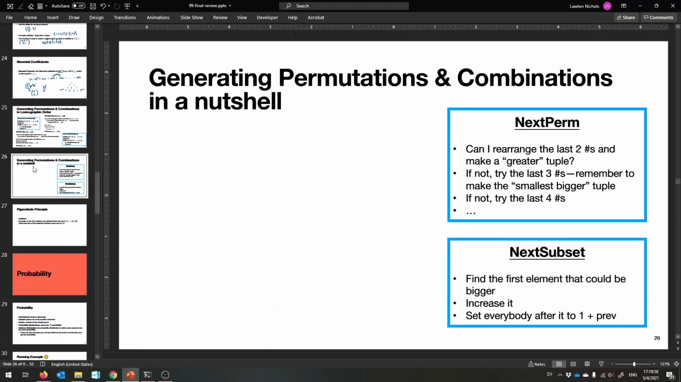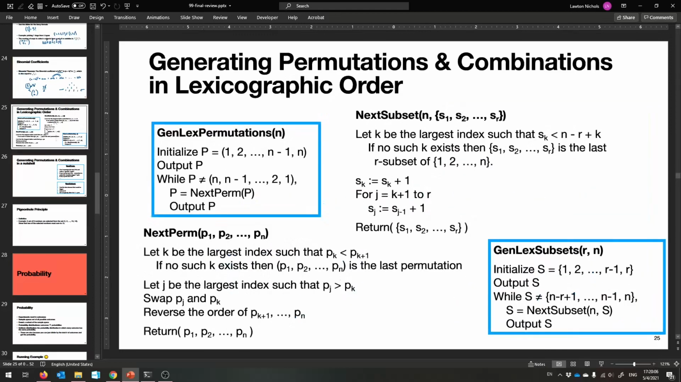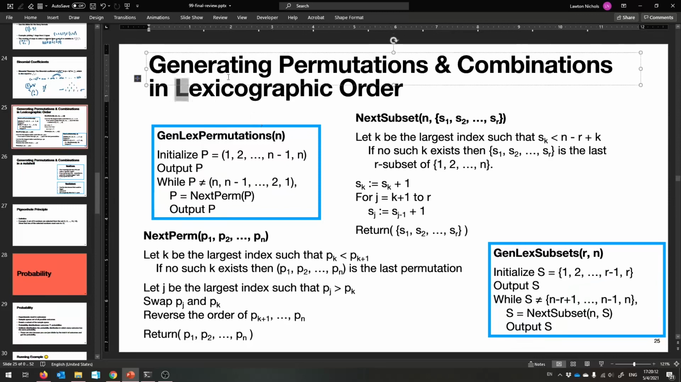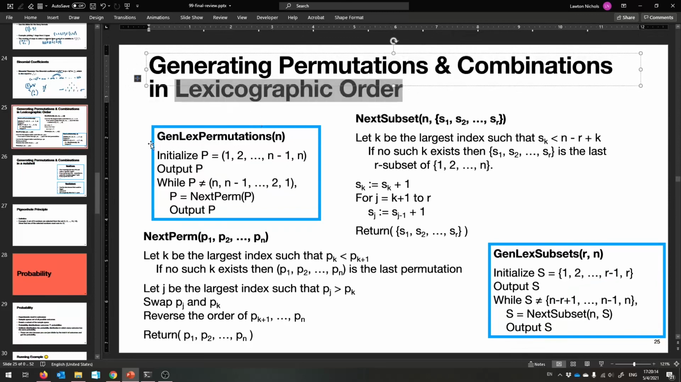Okay, moving on down to generating permutations and combinations now. This is a fancy one. Oh, sorry, I missed this slide somehow. Generating permutations and combinations. The way that we know when we're done is we do it in order. We do it in lexicographic order, which is dictionary order, okay?